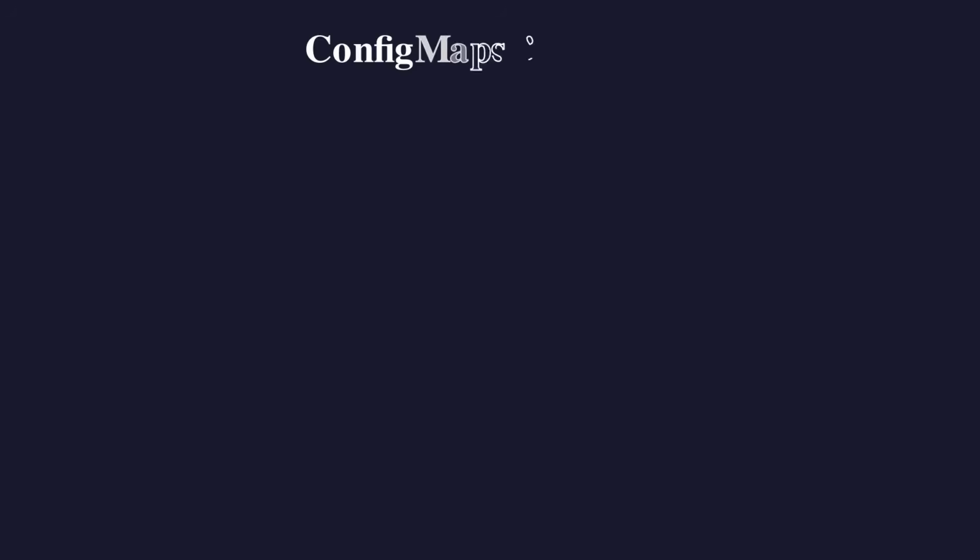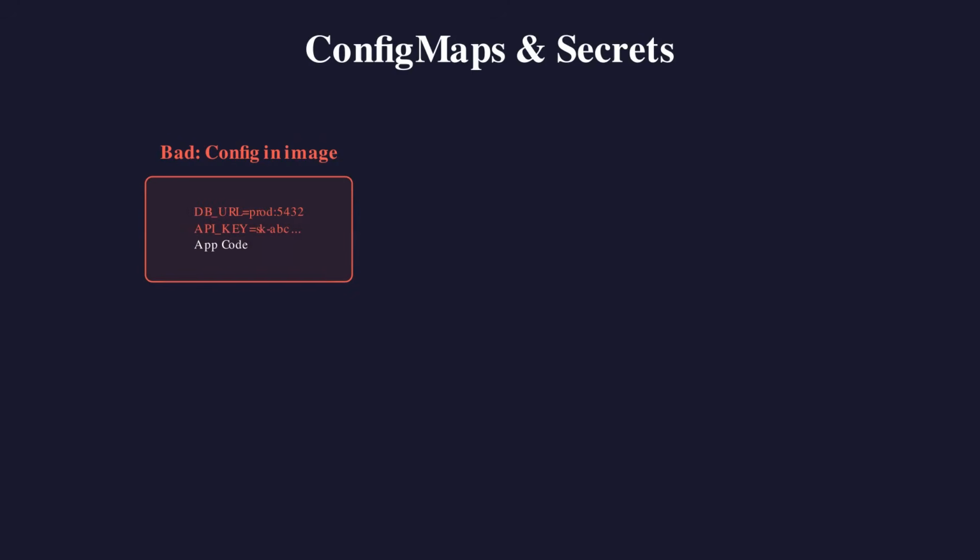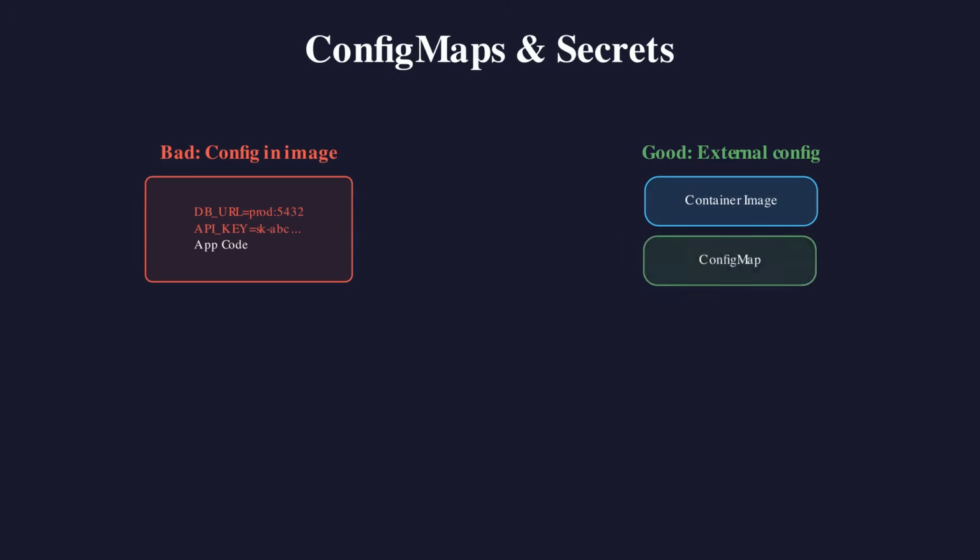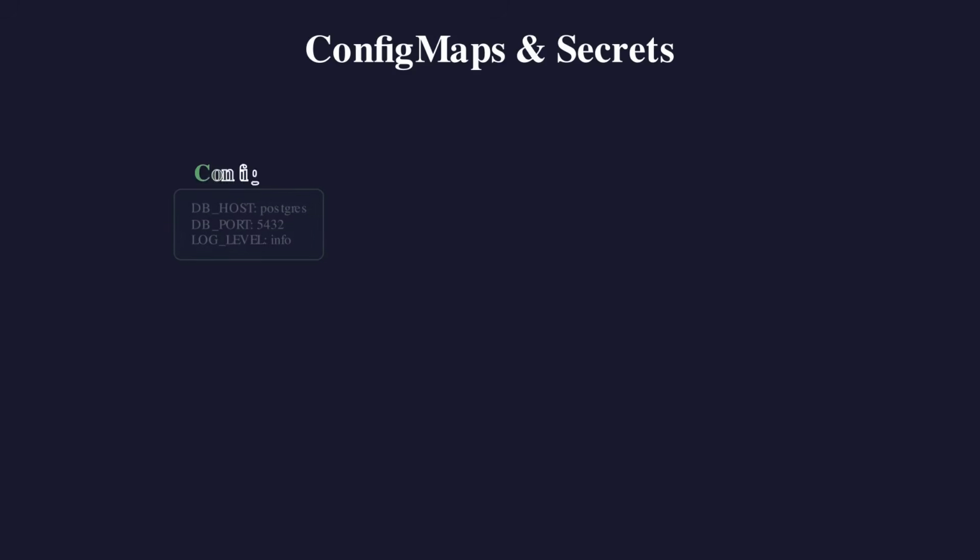Applications need configuration, database URLs, API keys, feature flags. Hard-coding these into your container image is a bad practice because you'd need a different image for every environment. Kubernetes solves this with ConfigMaps and Secrets. A config map stores non-sensitive configuration as key-value pairs. You can mount it as environment variables in your pod, or as a file on the container's file system. When you update a config map, pods that mount it as a volume automatically pick up the changes.